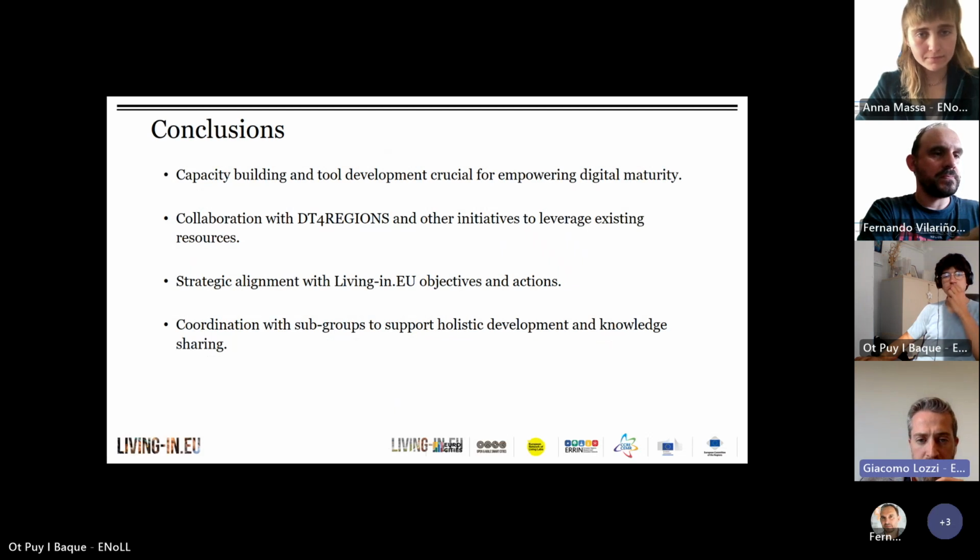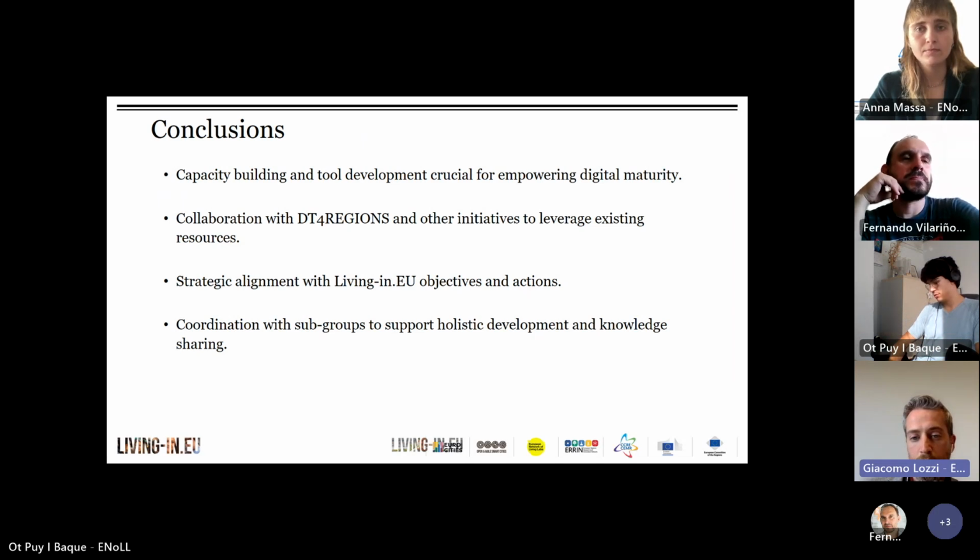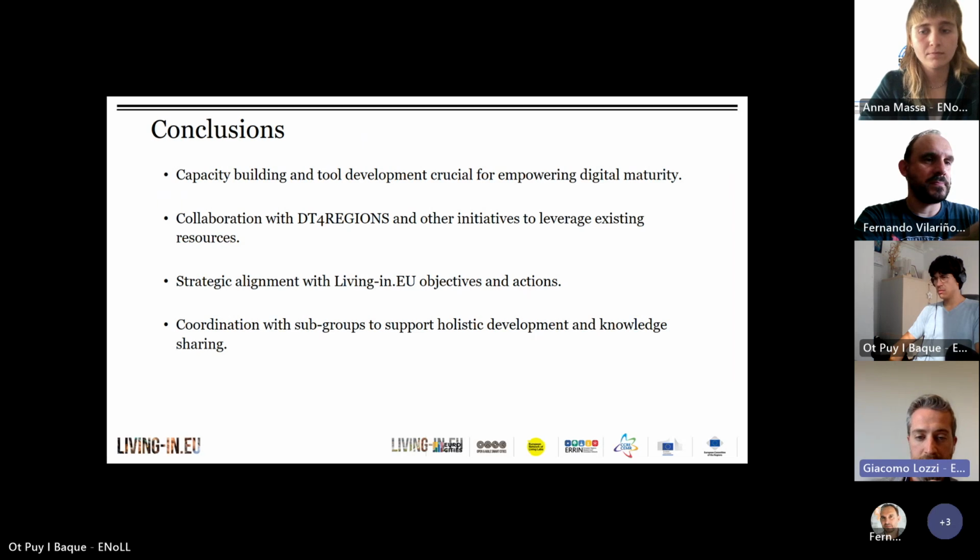So the next slide. In general, the conclusions for this presentation are that in the framework of the capacity building activities of Living-in-EU, we want to empower the digital maturity of the signatories of this movement, so regional and city authorities. We want to collaborate with DT4REGIOns and other initiatives to leverage existing resources. There's a lot around, and we don't need to replicate again, but we just need to frame this within the context of our project. And of course, all the capacity building activities need to align with the overall objectives and actions of Living-in-EU.